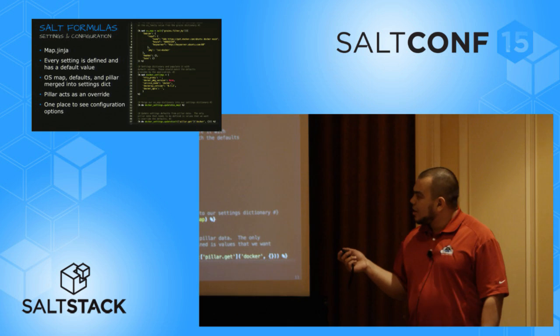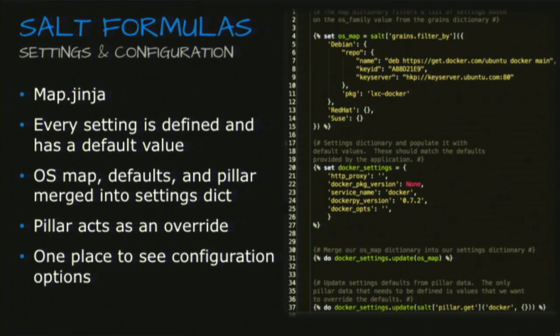So let's talk about settings and configuration in your Salt formulas, right? Let's get a little bit of sanity into how our formulas are configured. So this is an example of a map.jinja, which you'll see in a lot of the public formulas. And the primary purpose of that originally is to contain a dictionary that made an operating system map that allowed you to pull out specific settings that pertain to particular operating systems, right?